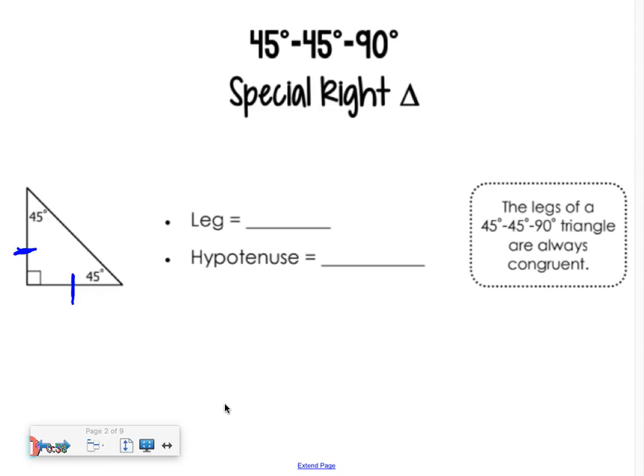Since it's a right triangle, you could use the Pythagorean theorem if you need two of your side lengths, right? But today, if you just know one, you'll be able to find the missing ones, okay? So we're going to call our leg X. Just some number, okay? So if this leg is X, then this one over here would also be X, right? Because they're the same. And then our hypotenuse is X root 2. So you just take whatever your side length is and multiply it by the square root of 2.